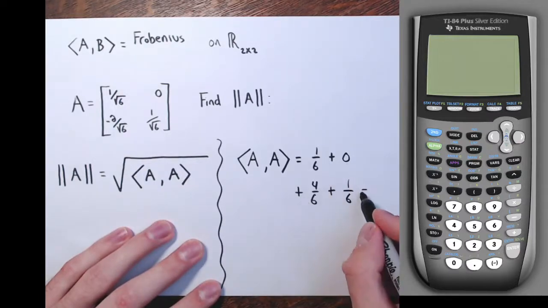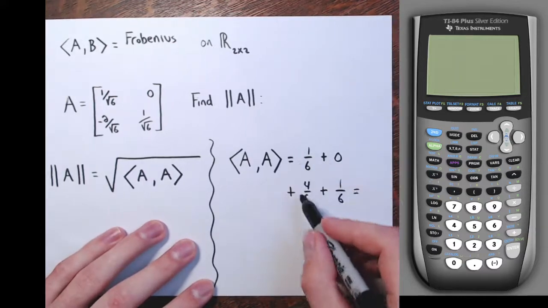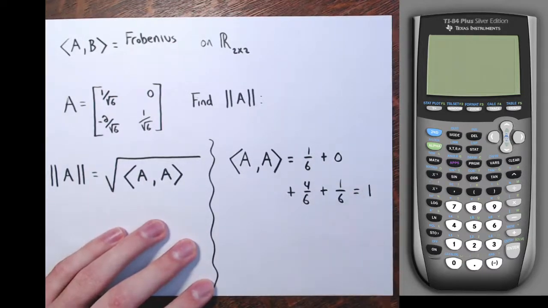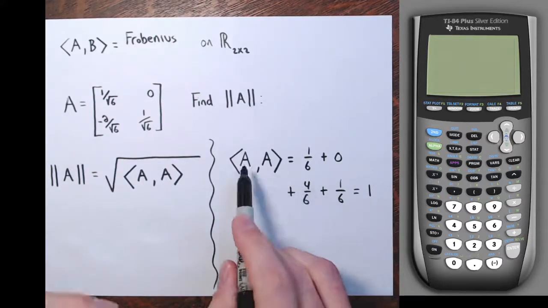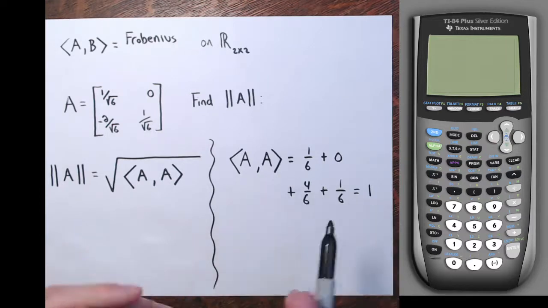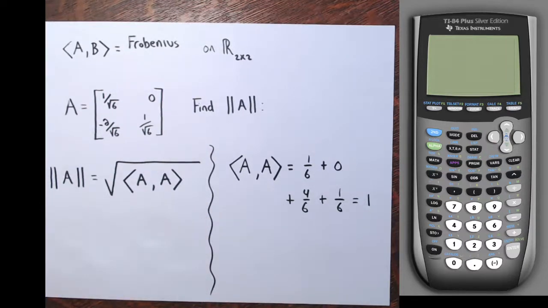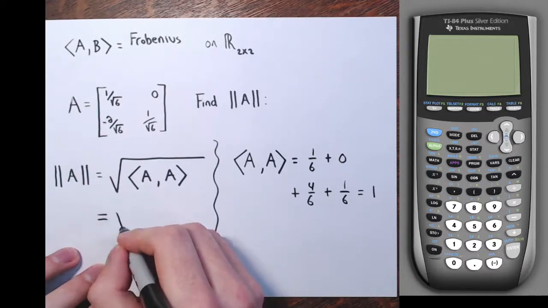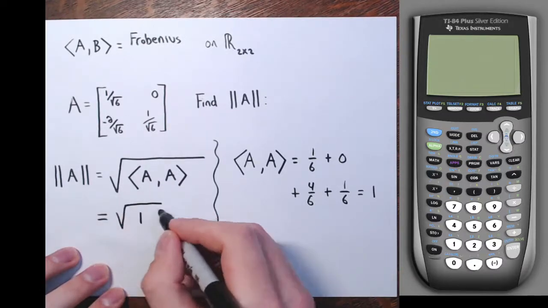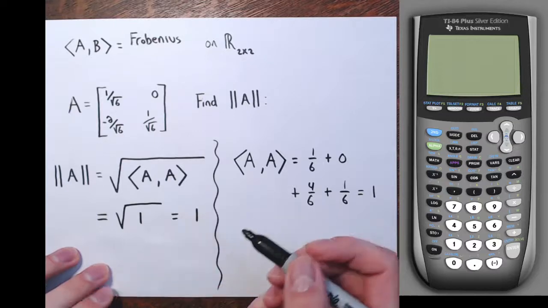Adding these up, and oh man, look at this. Get 6 over 6, which is 1 again. This is not always going to happen. I just happened to pick two examples where the inner product of a vector with itself was 1. This does not always happen. All right. So the norm of A then is the square root of 1, which is 1.